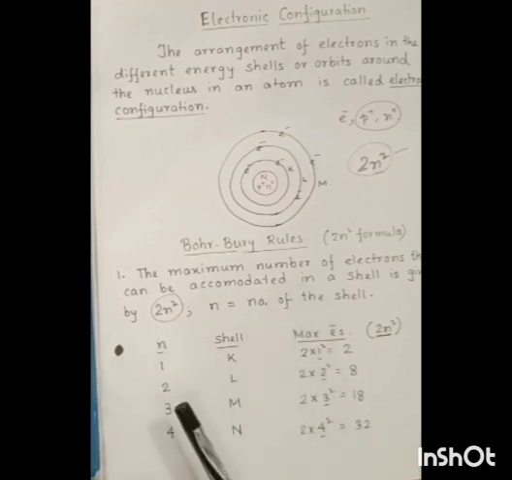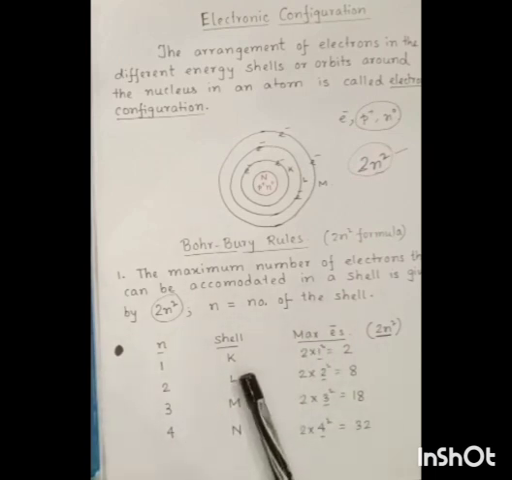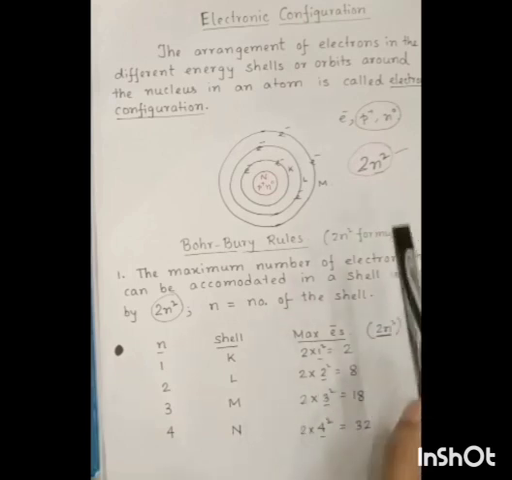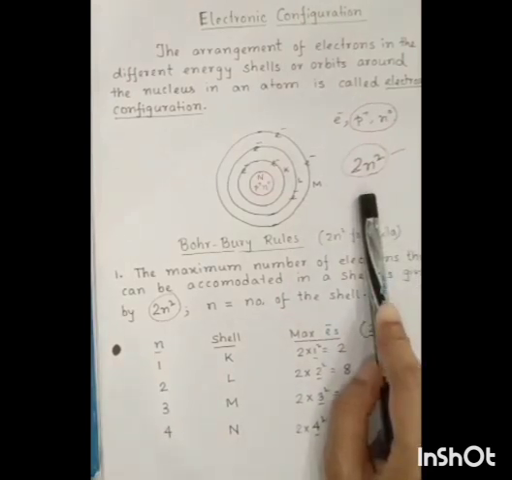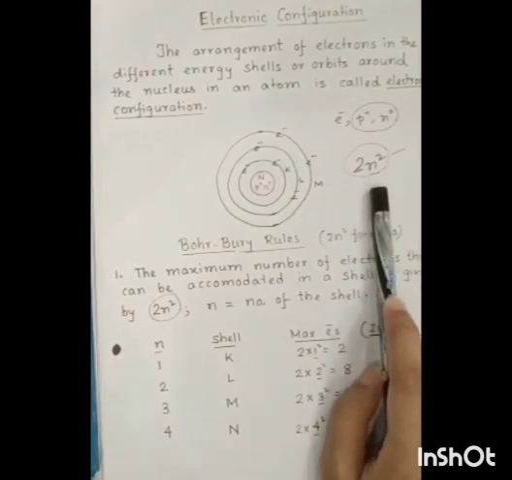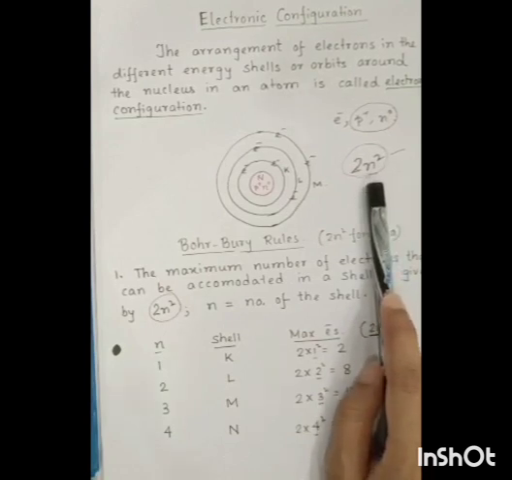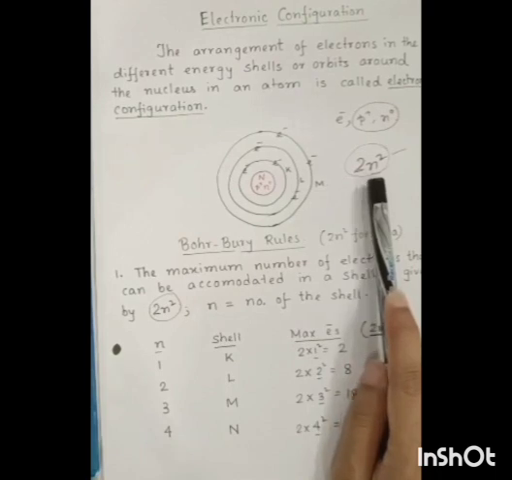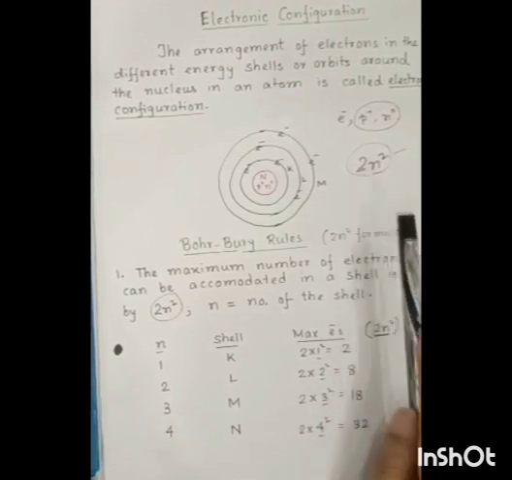Similarly here also, based on the size of the shells, it will be determined how many electrons they can accommodate, maximum how many electrons they can accommodate. And this can be calculated by the 2n square rule, where n is equal to the number of the shell. Now if you put n is equal to 1, what will you get? 1 square into 2, that is 2.